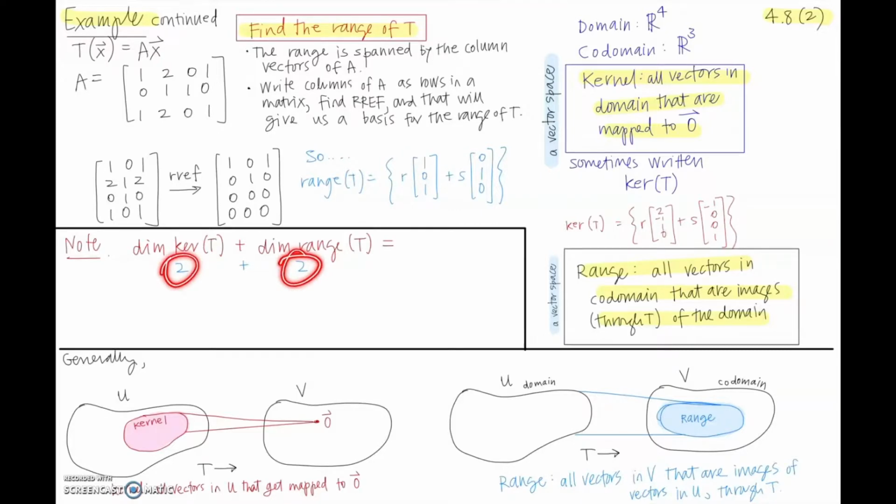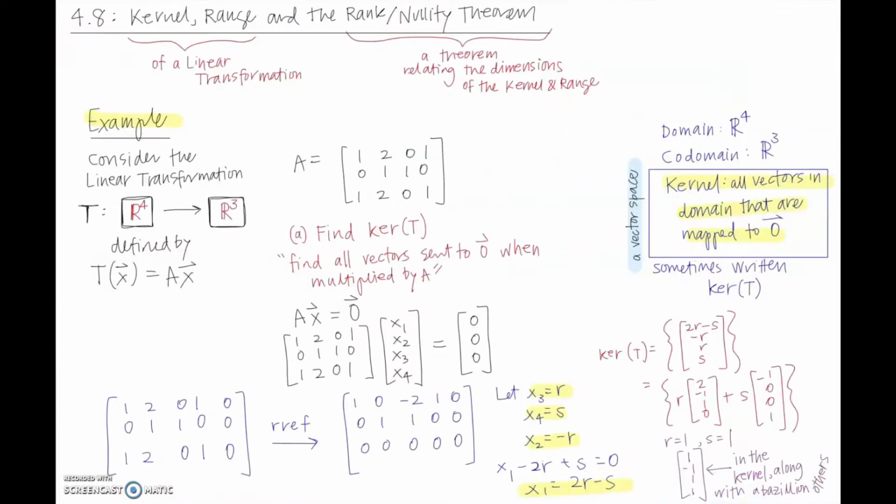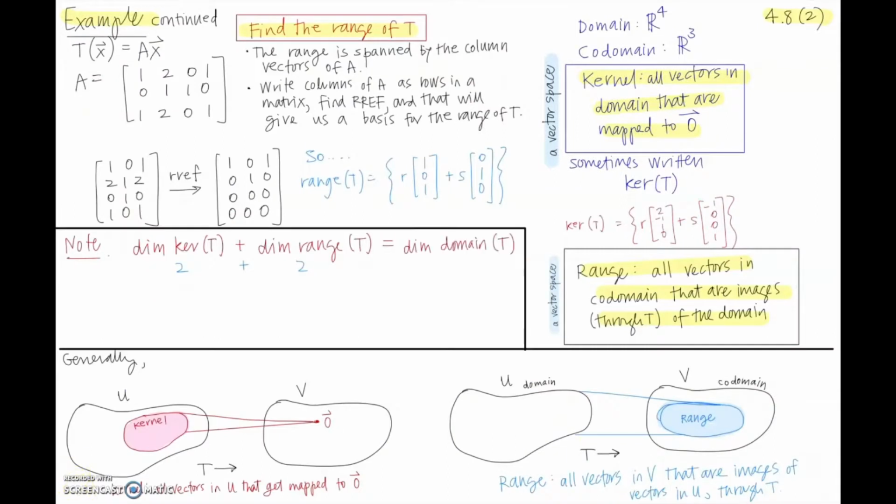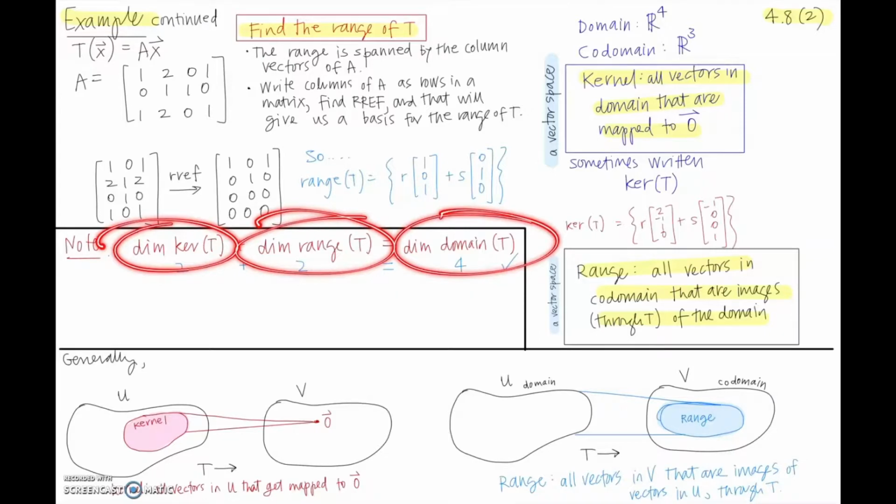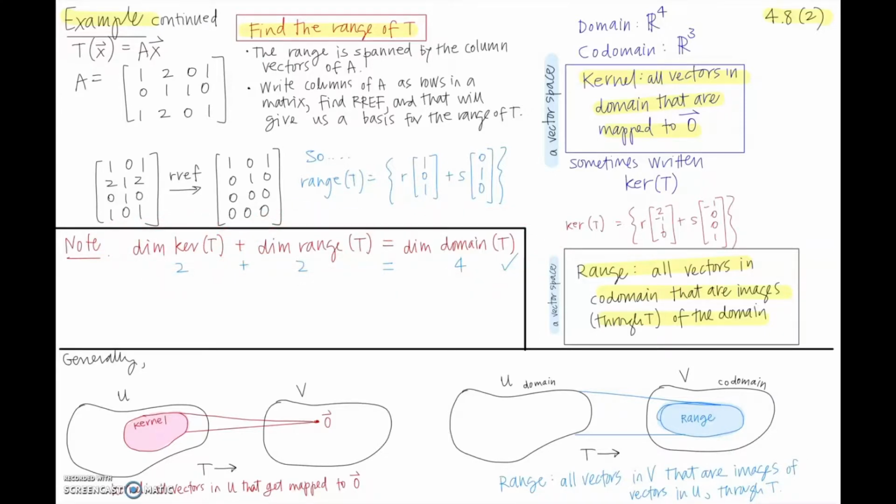That was another important number in this example. 4 was also the dimension of the domain. So 4 is the dimension of the domain of the transformation, where we started in this 4-dimensional vector space. This is a fact that will always be true, that the dimension of the kernel plus the dimension of the range will always equal the dimension of the domain of any linear transformation.